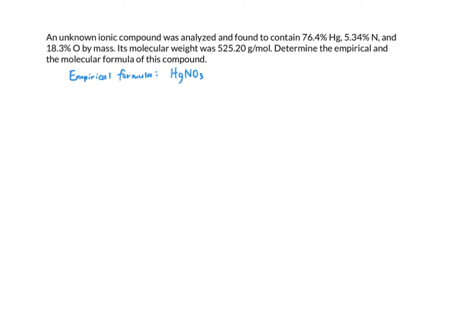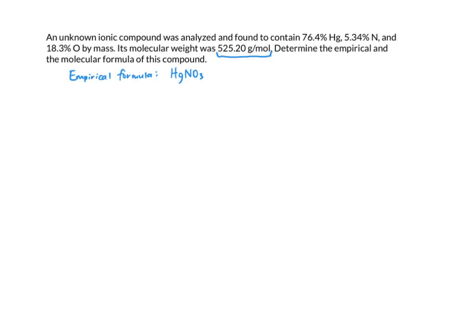So next, let's think about writing a molecular formula for this compound. To accomplish this, we'll need to think about the precise number of mercury, nitrogen, and oxygen atoms that make up the actual chemical substance. To get a handle on how many atoms of each type make up that substance, we need to know something about its nature in the first place. In particular, we need to know the molar mass or molecular weight of the actual compound. We're told here that it is 525.2 grams per mole.